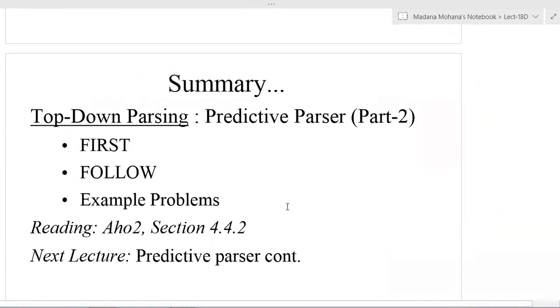Now coming to the summary. As part of top-down parsing, we discussed the predictive parser in the previous class and this class. Now we computed first sets and follow sets using the algorithm, and various examples were demonstrated. The reference is Aho, section 4.4.2. Next class, now that we know how to compute first and follow values, we will discuss how to construct the predictive parsing table. Now I stop here.